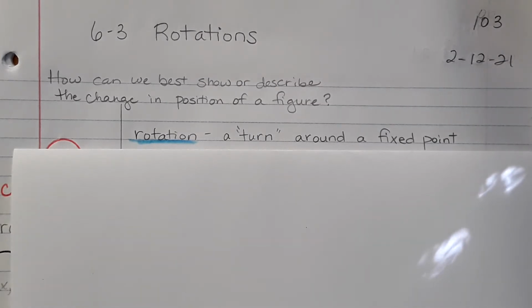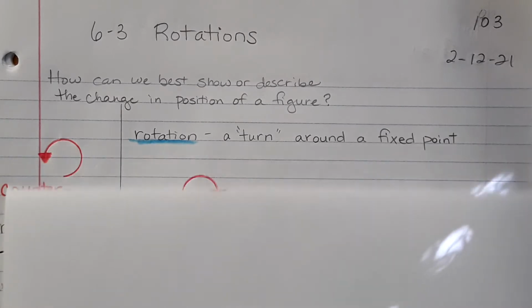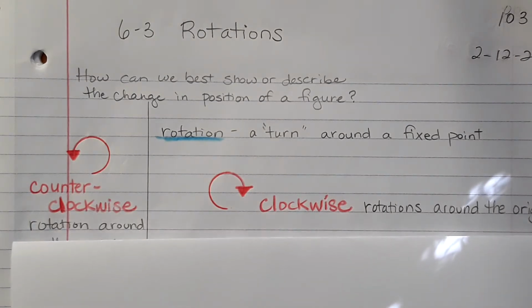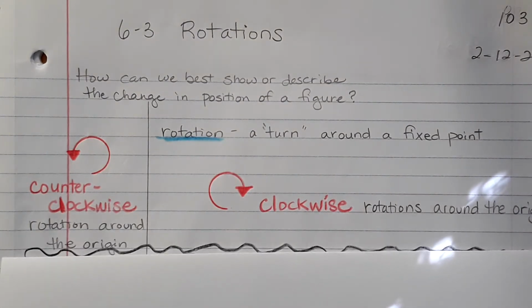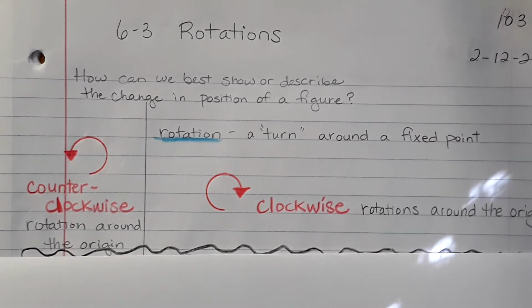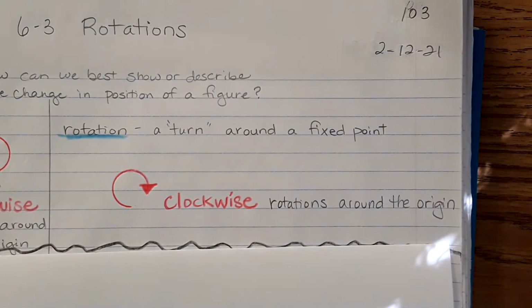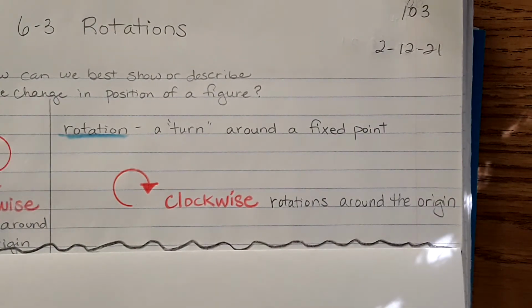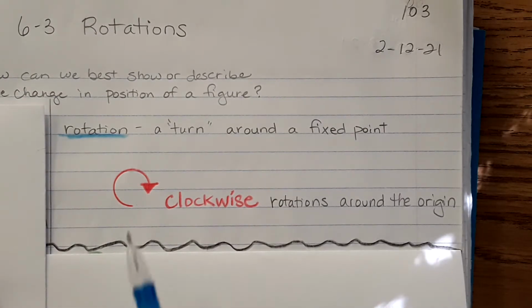The following notes on the page are a turn or rotation around the origin on the coordinate plane. I have marked a column over here where we're going to have counterclockwise notations around the origin, and over here in the main set of notes, clockwise. Let's focus for right now just on clockwise rotations, and then we will look at counterclockwise.